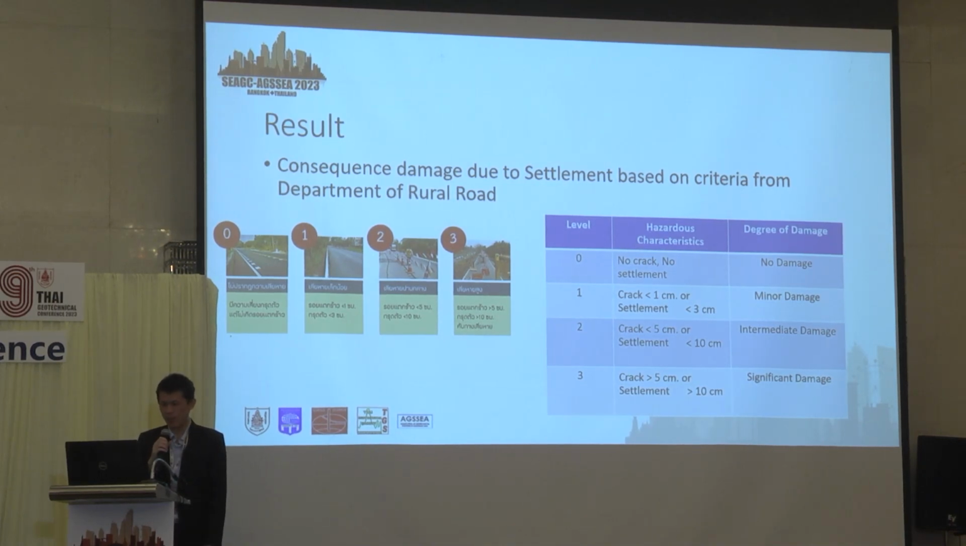Following with level 1, cracks less than 1 centimeter or settlement less than 3 centimeters, which is classified as minor damage. Level 2 is a crack less than 5 centimeters or settlement less than 10 centimeters, classified as intermediate damage. Following with level 3, cracks more than 5 centimeters or settlement bigger than 10 centimeters, that is significant.